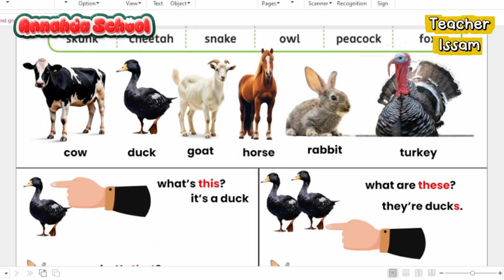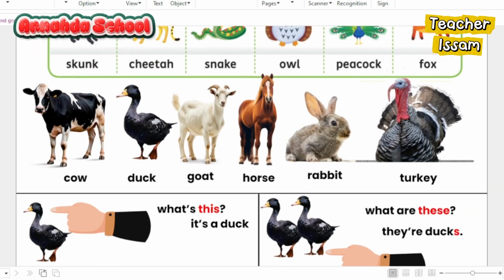Next we have cow, duck, goat, horse, rabbit, and the last one turkey.